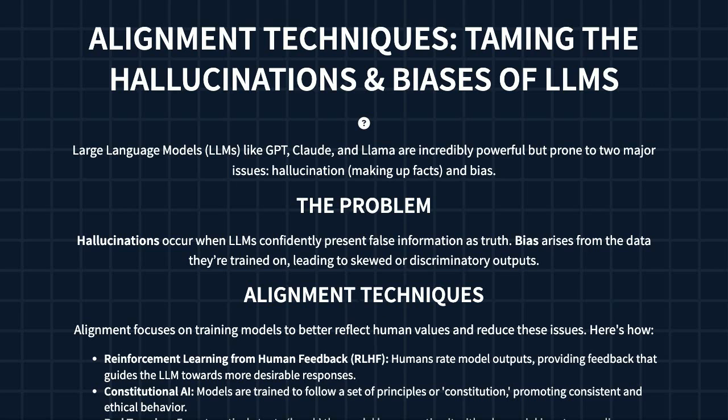Another method is constitutional AI, which trains models to follow a set of guidelines or principles. And finally, red teaming involves experts actively trying to trick the model into giving bad responses so we can identify and fix vulnerabilities. While these methods don't solve everything, they've dramatically improved the reliability and trustworthiness of LLMs.